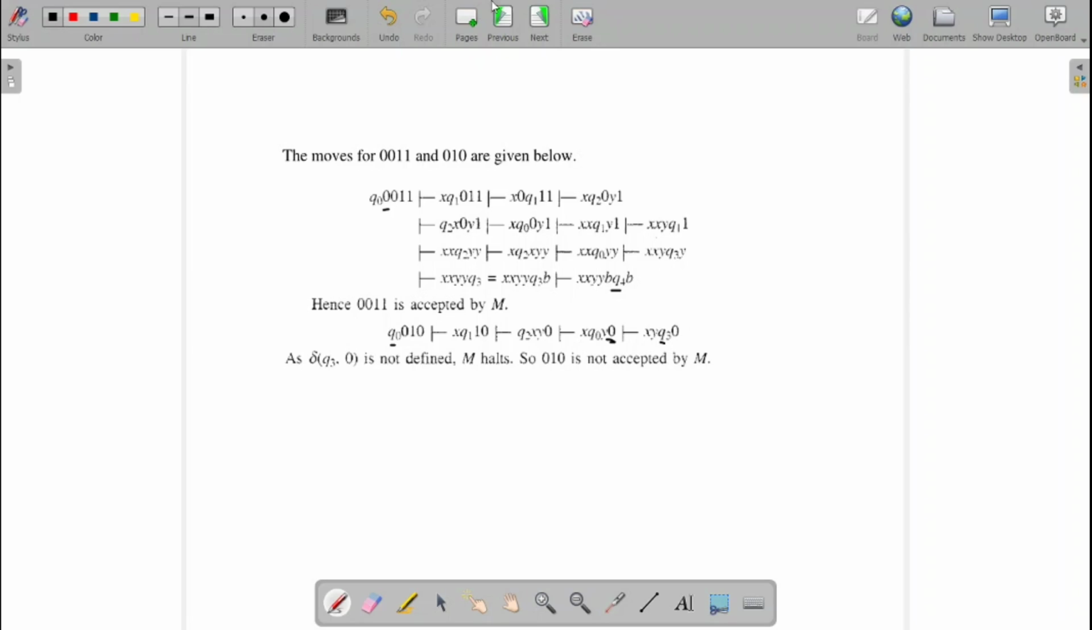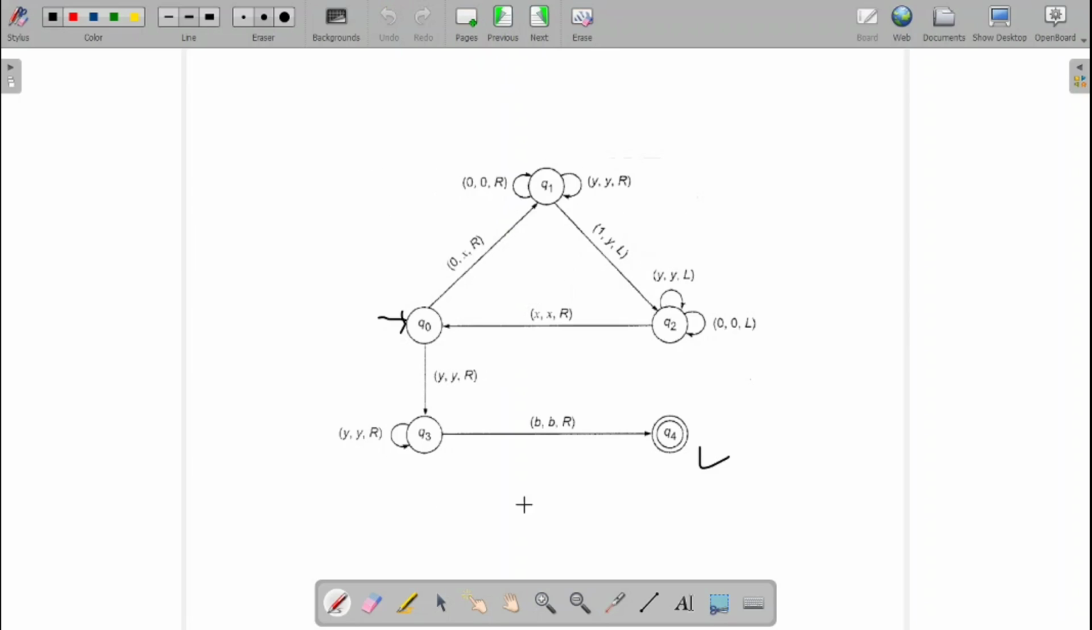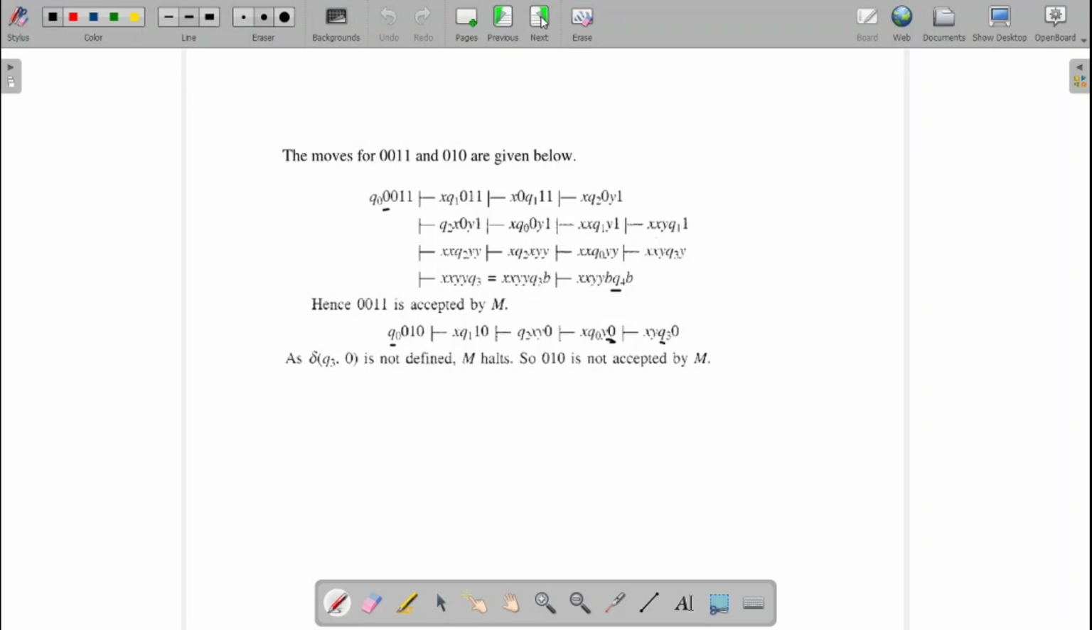Q3 on 0 I am getting, but Q3 on 0 I have not defined. Q3 on 0 is not defined because it is an invalid case. It is an invalid case, so it won't reach your final state, so that will get rejected. So this is how we go for solving the Turing machines.